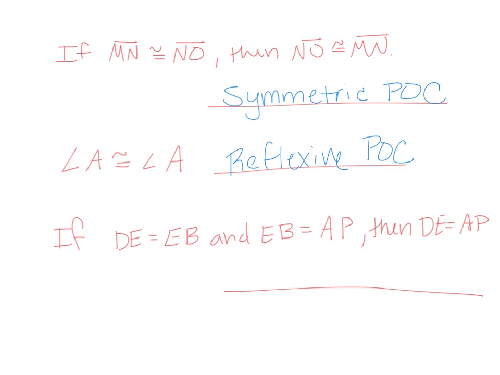Last one, if DE equals EB and EB equals AP, then DE equals AP. So we see our link. There's 3 different segments being listed, DE, EB, and AP. So that means it is going to be transitive. And in the middle is an equal sign, so it's a POE. That is our second standard.